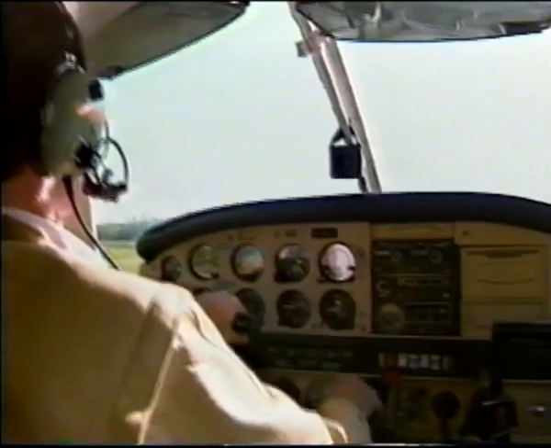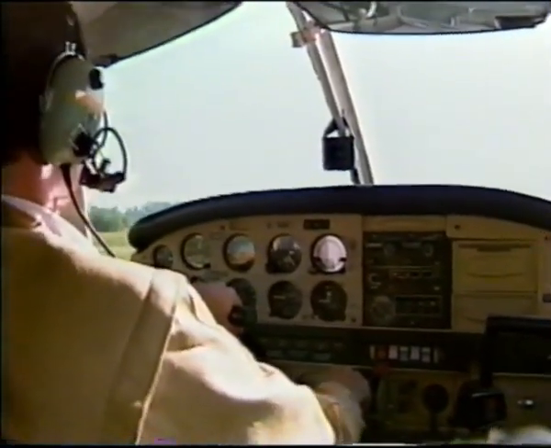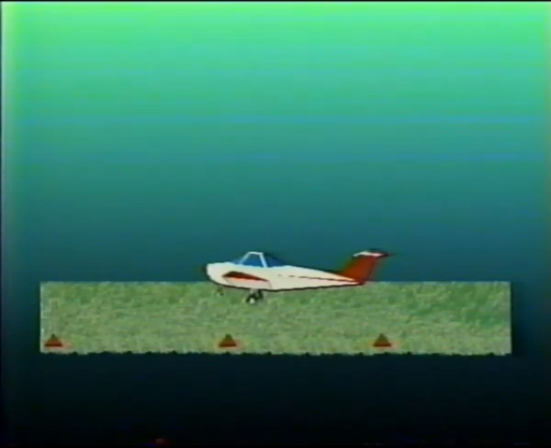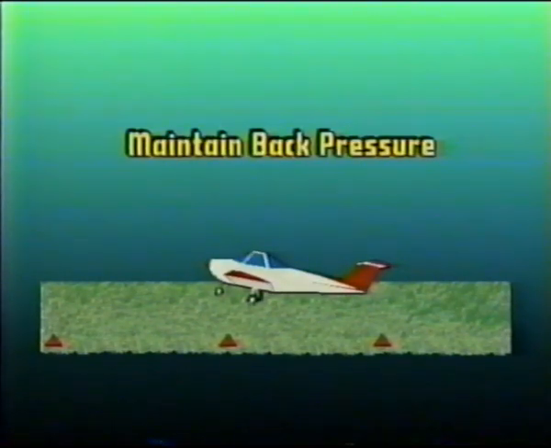Flaps should be retracted as per the recommendations of the aircraft manufacturer. In soft or unprepared fields, note the following. In nose-wheel planes, hold the nose wheel clear of the surface as long as possible and use the brakes sparingly to prevent excessive loads on the nose gear.